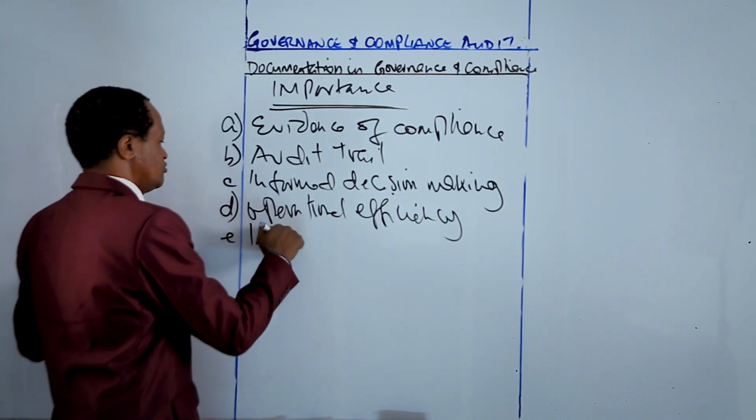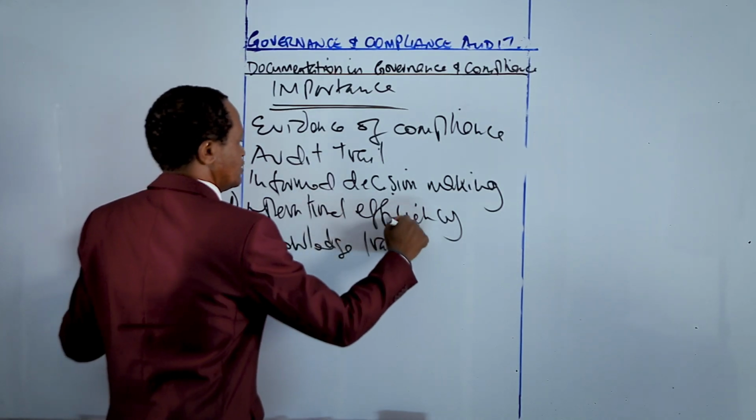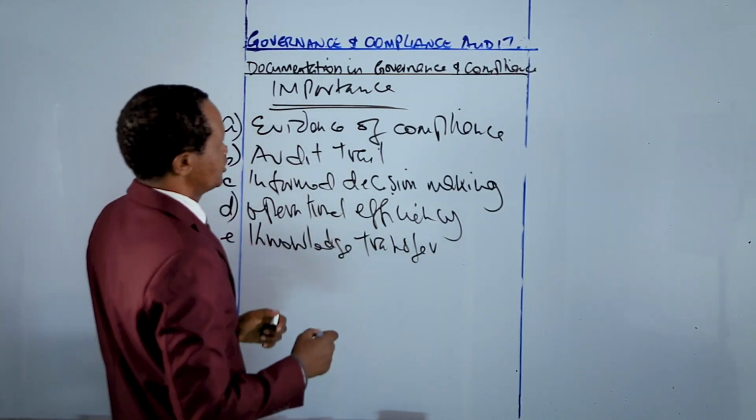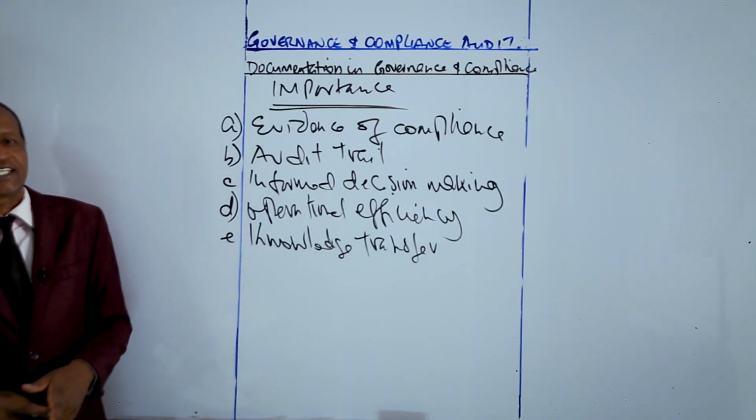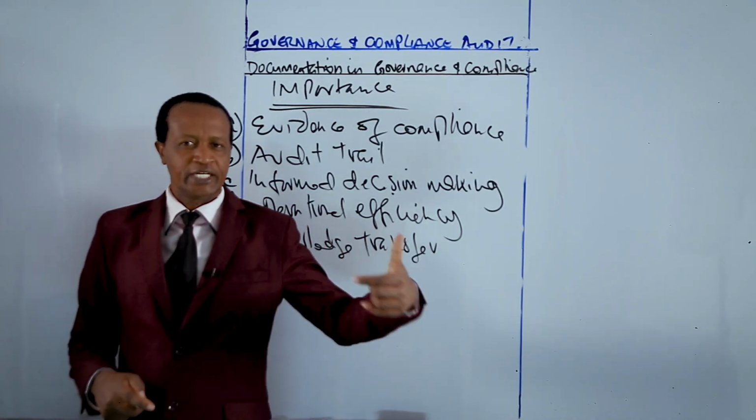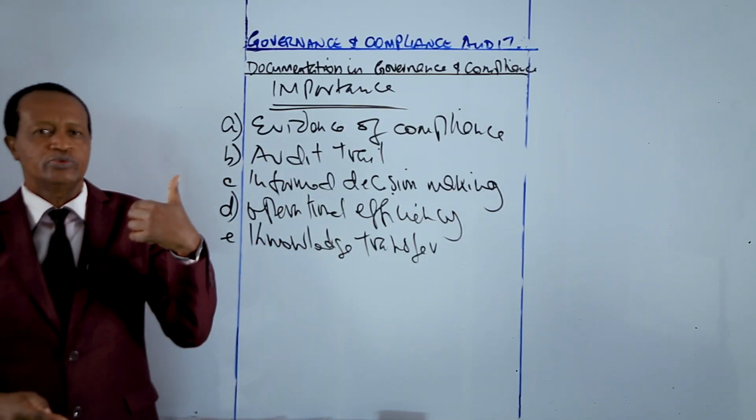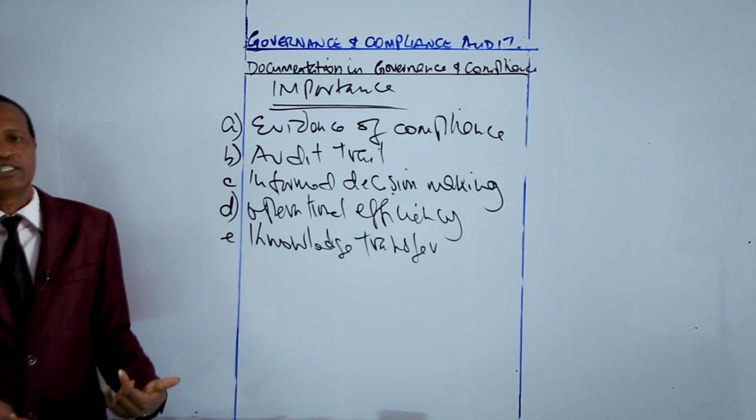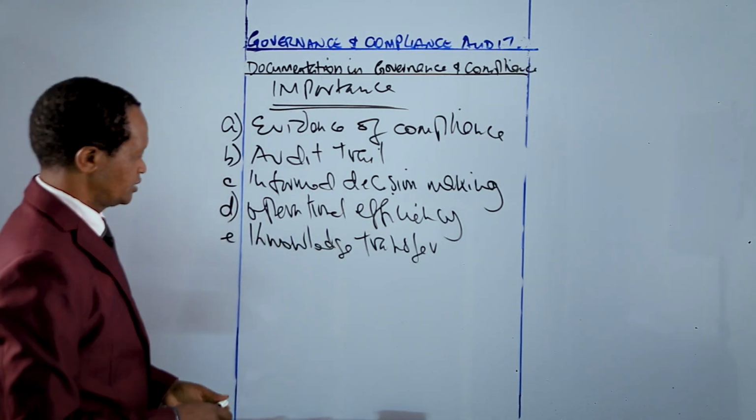5, knowledge transfer. Documentation is important to enable transfer of knowledge. It acts as an institutional knowledge base, making it easy for new employees to understand regulatory requirements and for the organization to adapt to evolving regulations.